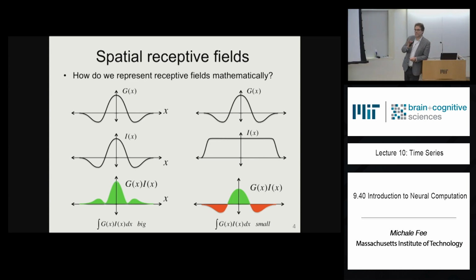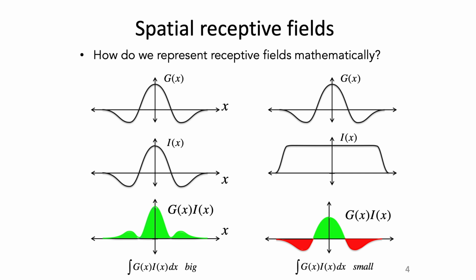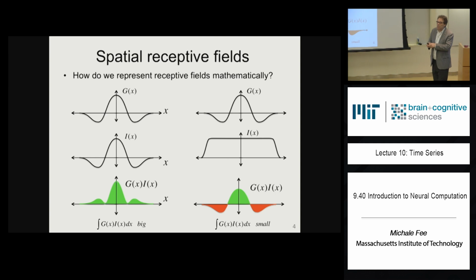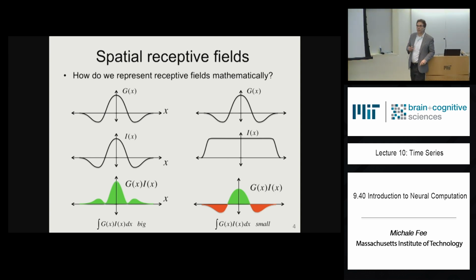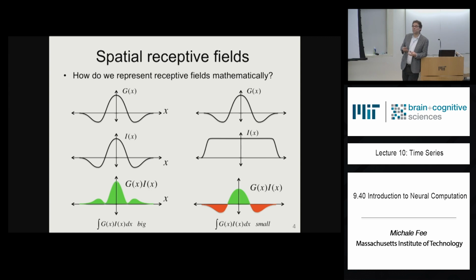Any questions about that? I think we covered that in a lot of detail last time. But again, the important point here is that this neuron is looking for a particular kind of pattern in the sensory input, and it responds when the sensory input has that pattern. It doesn't respond as well when the sensory input has a different pattern.